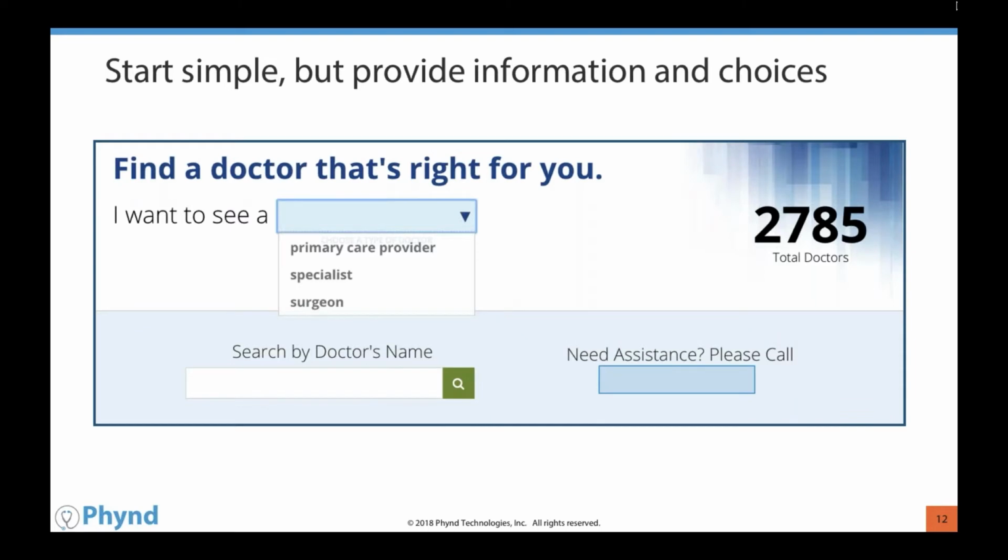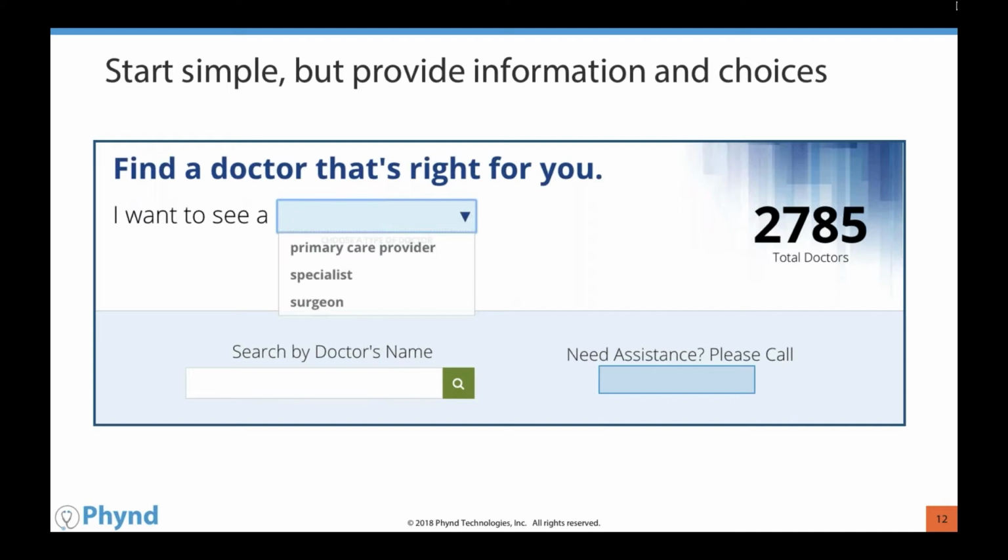So one of the concepts that I want to talk about today is really start simple, but provide information and choices. So here we have a website, a lot of white space, which is really helpful for readability, where right off the bat, we can see this is about finding a doctor that's right for you. We are asked to choose between primary care, specialist and surgeon. Like I said, this isn't quite the Holy Grail.